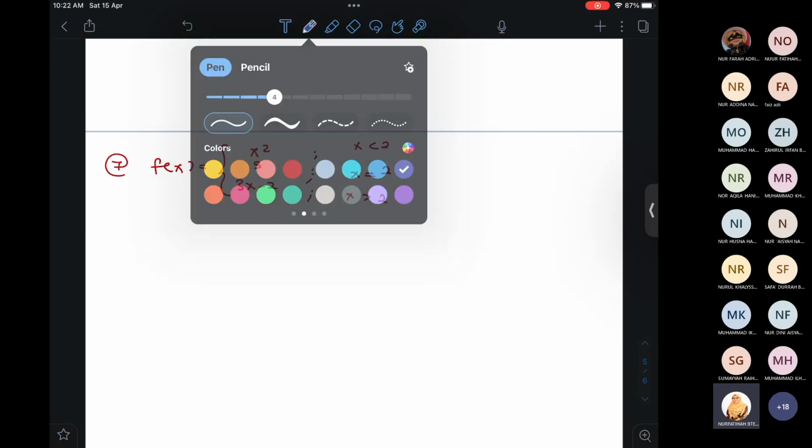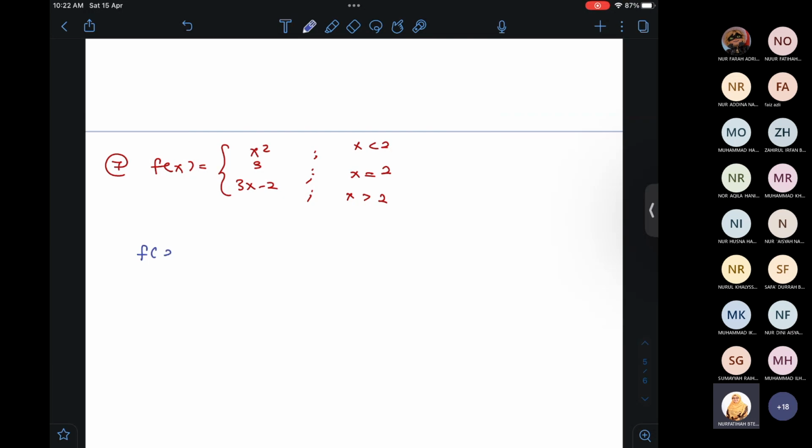Okay, why did I choose this color? This one. For f(2), the answer is equal to 3. Then for the limit x approaches 2 plus, we use 3x minus 2. So you will get 3 times 2, 6 minus 2, which is 4. And then limit x approaches 2 minus, we use x squared. You will get 4 also.